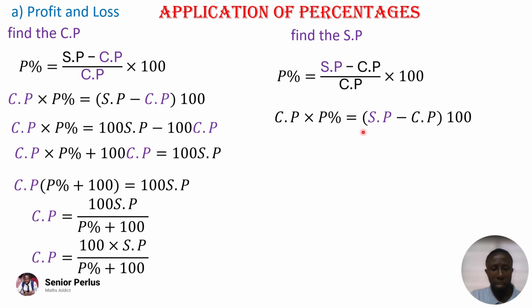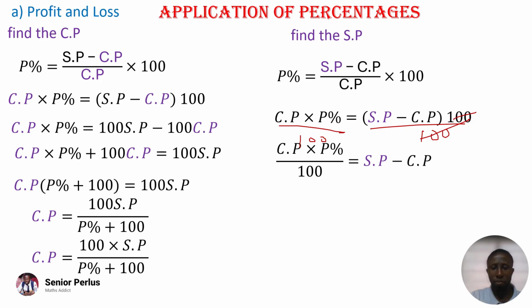I'll divide both sides by the 100. Then I'll move the cost price. So divide both sides by the 100 to get rid of the 100 here. Okay, so this 100 will cancel. Good. So therefore, I will get this. I'm just looking for the selling price. So why not add CP to both sides?